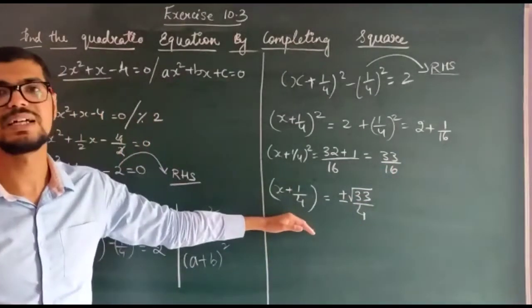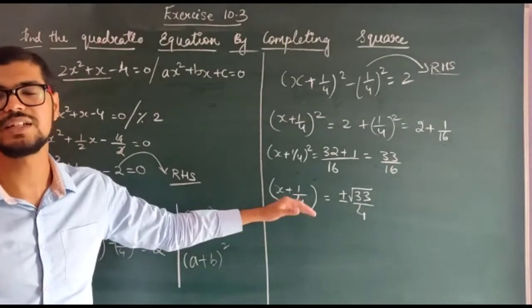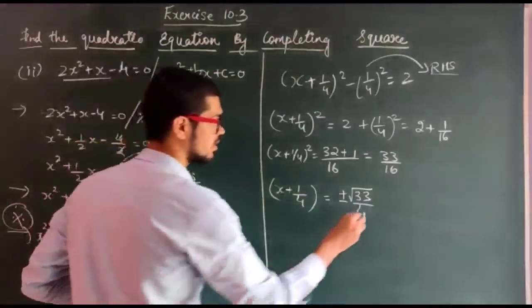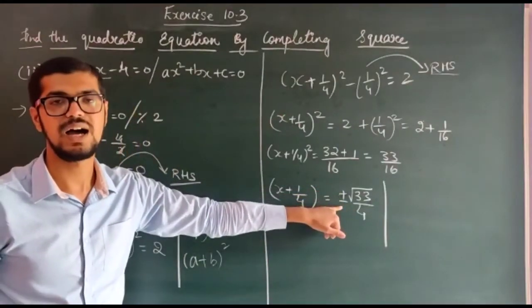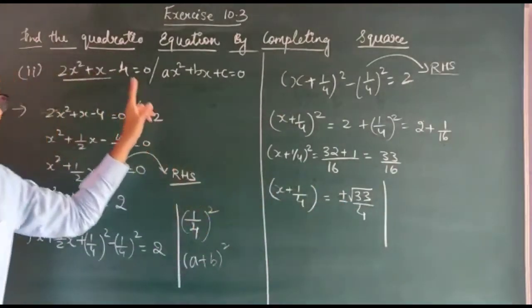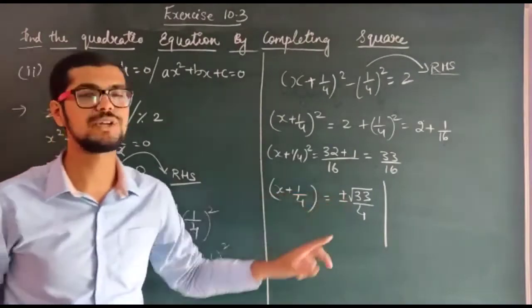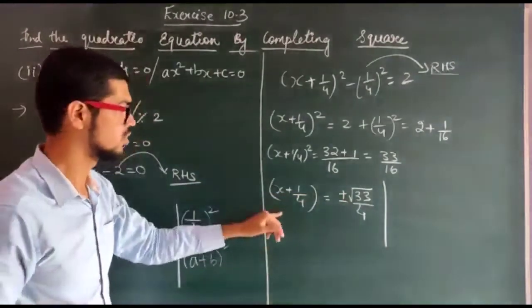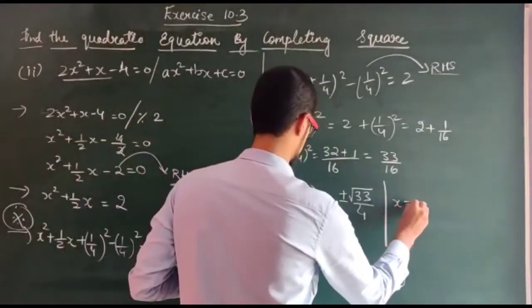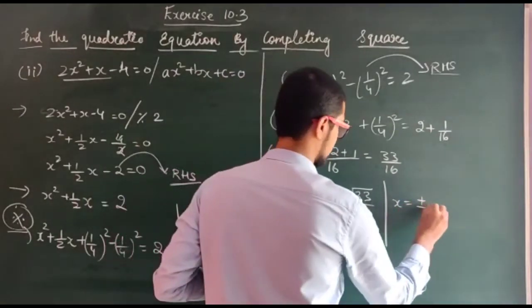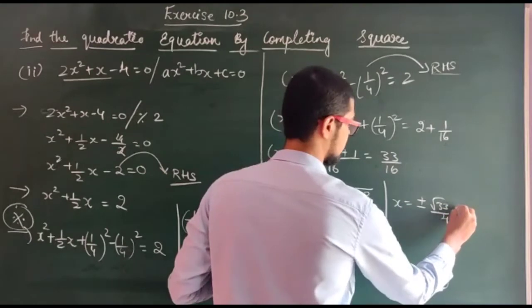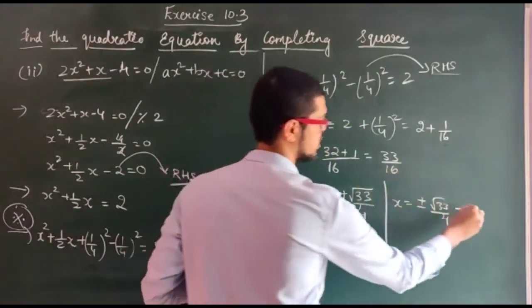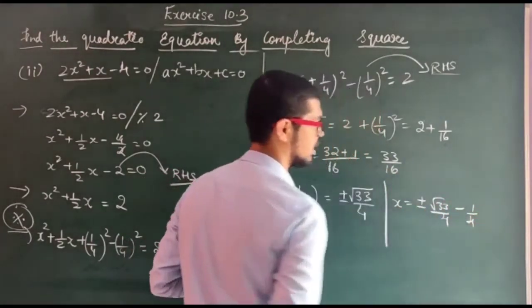What is my next step? Getting the values of x. I think it is very easy now. So since I have two values, that is plus or minus, I will be getting two roots of this quadratic equation, or I will be getting two values of x. So this is x is equal to plus or minus root 33 by 4. This plus 1 by 4, if I shift this, will become minus 1 by 4.